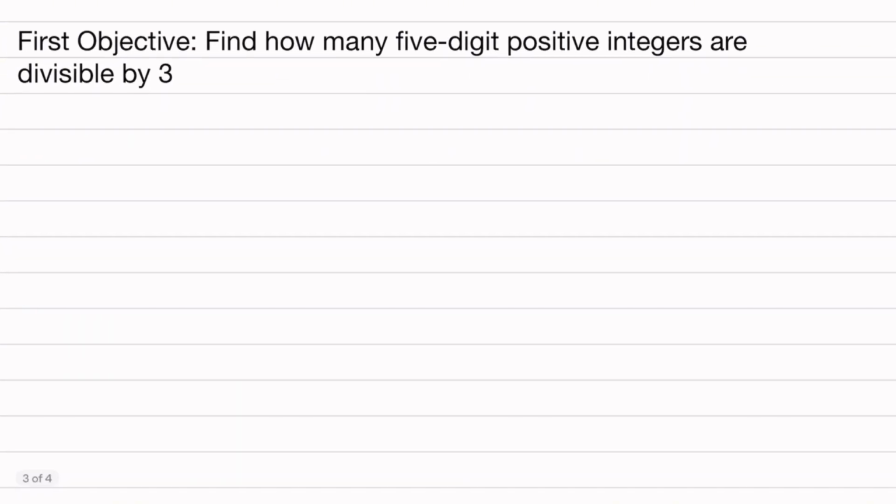So this is the first objective. We need to find how many 5-digit positive integers are there which are divisible by 3. Using that divisibility rule, we can observe that the first 5-digit number which is divisible by 3 is this one, since 1 plus 0 plus 0 plus 0 plus 2 results in 3, and 3 does divide 3, so it's true.